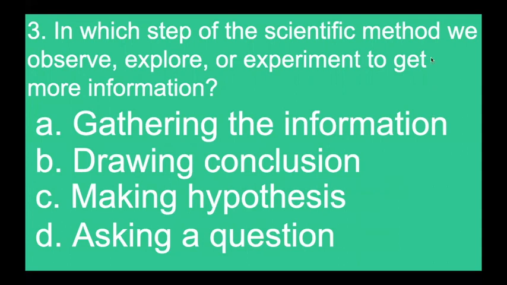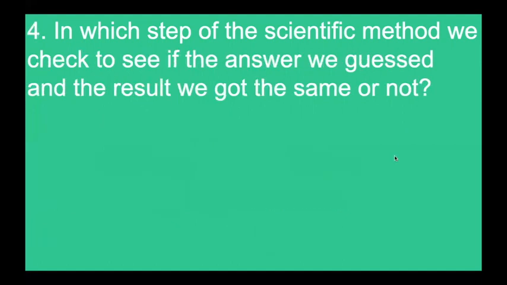Choose the answer A, B, C, or D. One more time, I repeat, you don't need to write anything, just the number, in our case 3, and the letter A, B, C, or D. All right, this is it. Okay, next question, number 4. In which step of the scientific method do we check to see if the answer we guessed and the result we got are the same or not?